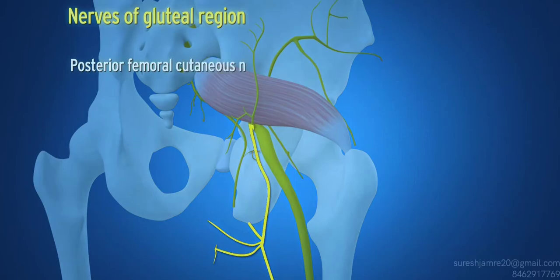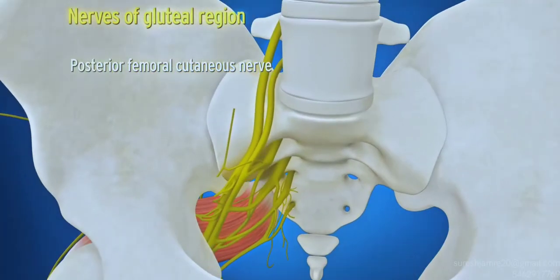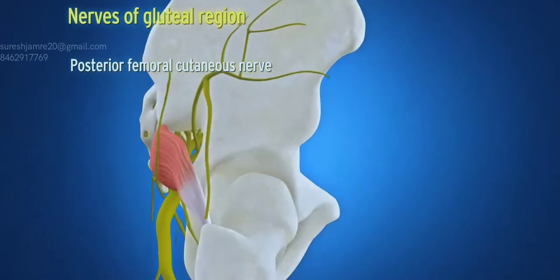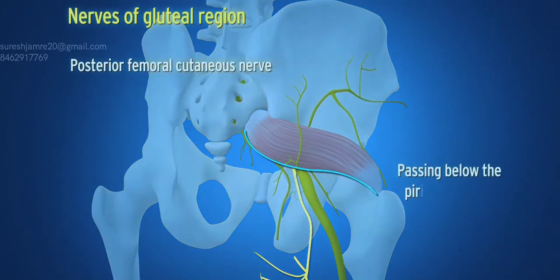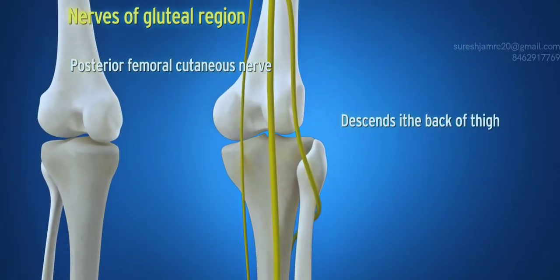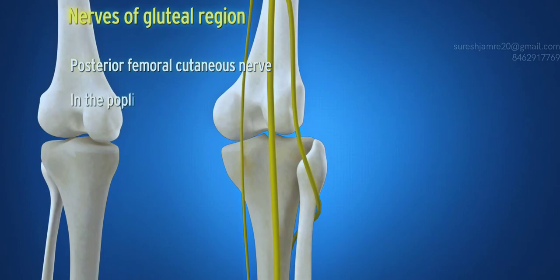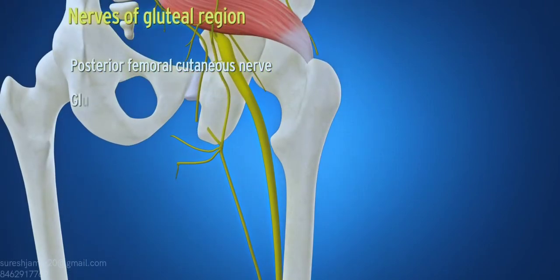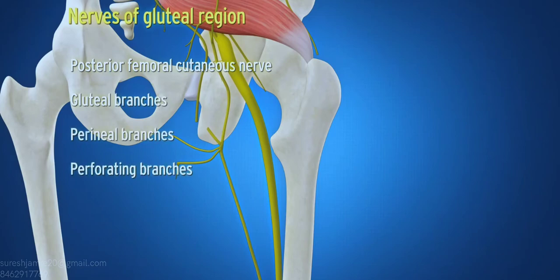Posterior femoral cutaneous nerve. It is formed by the dorsal branches of S1, S2 and ventral branches of S2, S3. It enters the gluteal region by passing below the piriformis muscle, superficial to the sciatic nerve. It descends in the back of thigh beneath the fascia lata. It pierces the fascia in the popliteal fossa. It provides gluteal branches, perineal branches and perforating branches.